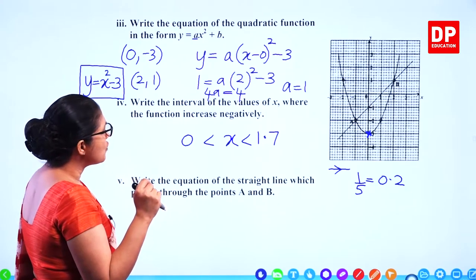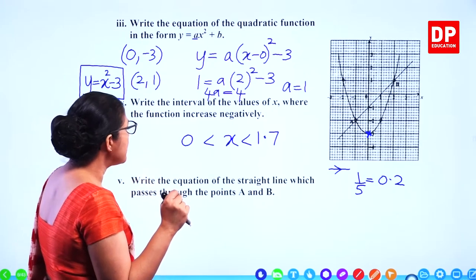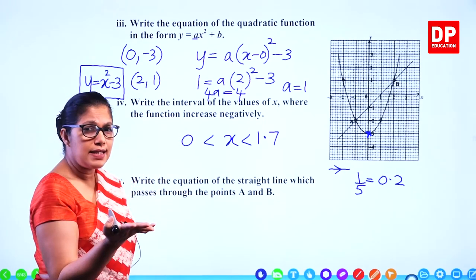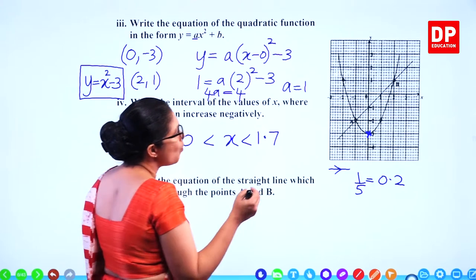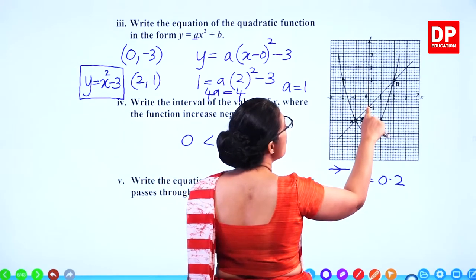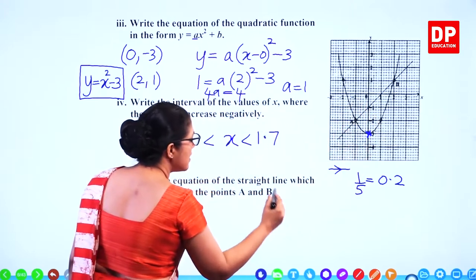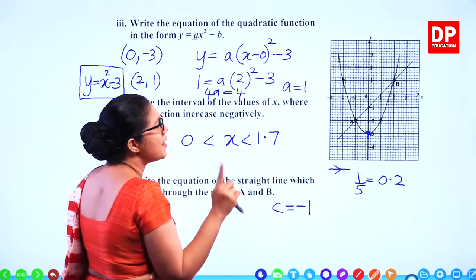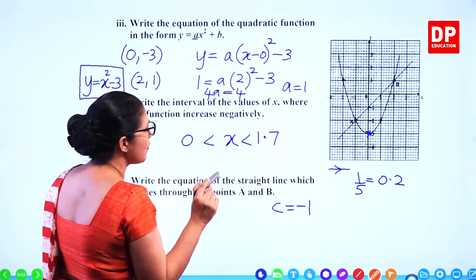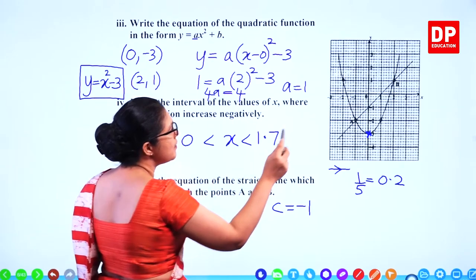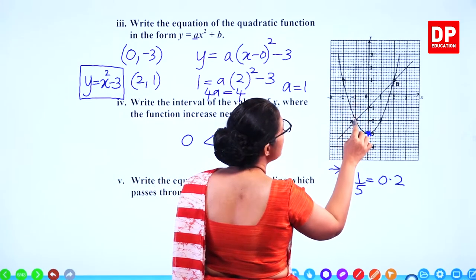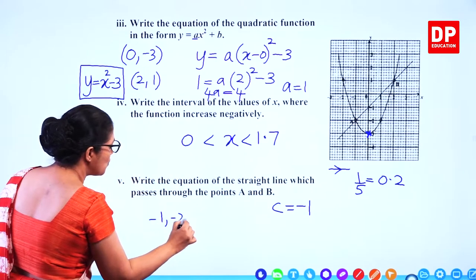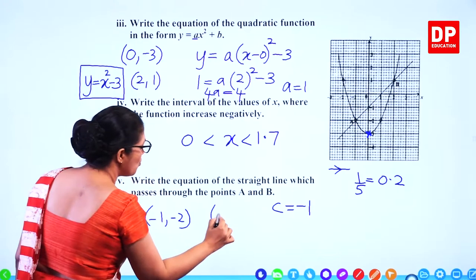Write the equation of the straight line which passes through the points A and B. To find this equation, you need the gradient and y-intercept. The y-intercept means where it cuts the y-axis. So c equals minus 1, we can already see. How do we find the gradient? We need two points. Read the two points. When x equals minus 1, y equals minus 2. Minus 1, minus 2 is one point. The other point is (2, 1).